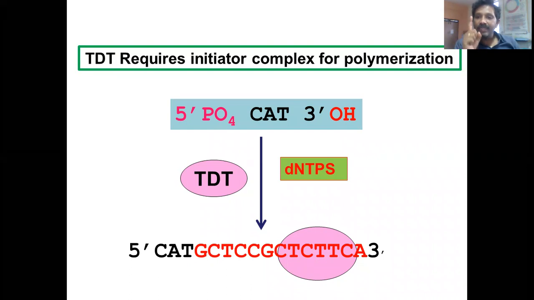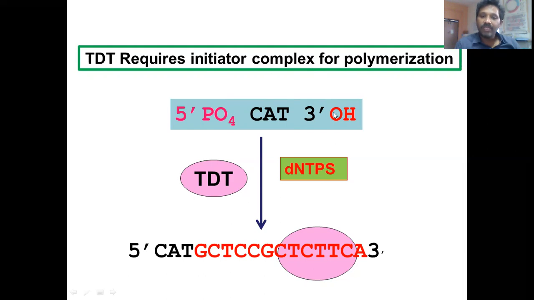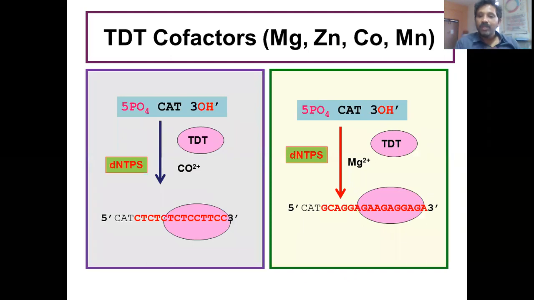So TDT, terminal deoxynucleotide transferase, requires an initiator complex whose length is 3 bases and consists of 5' phosphate and 3' OH. Only this complex can initiate the polymerization of the nucleotides by the terminal deoxynucleotide transferase.